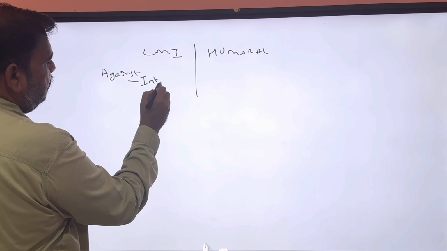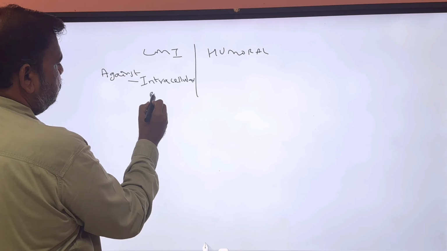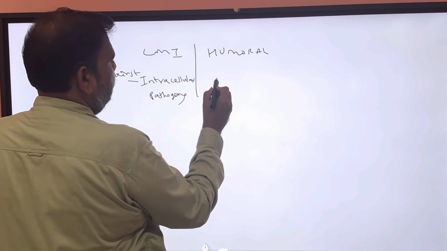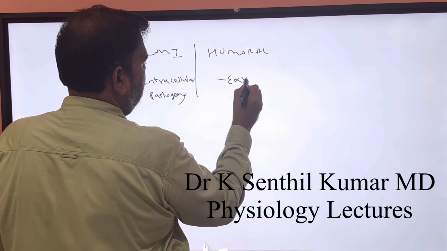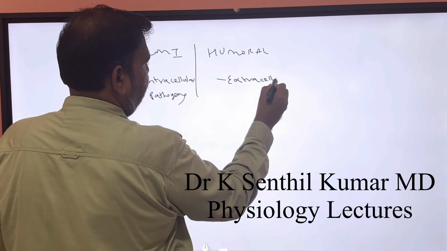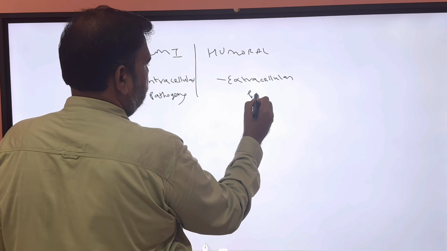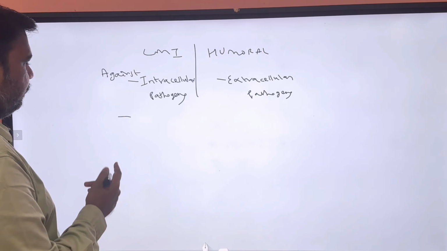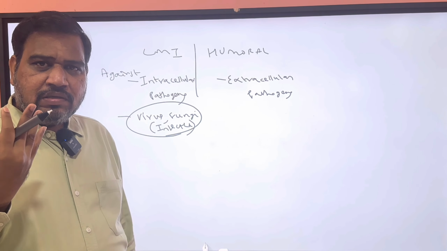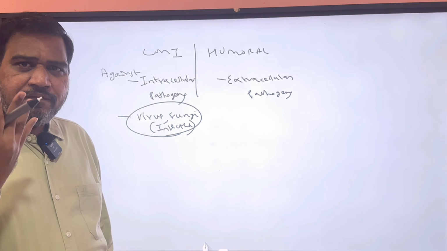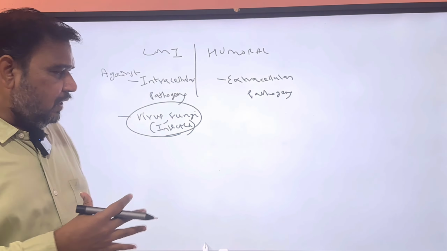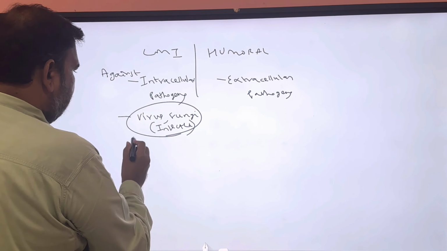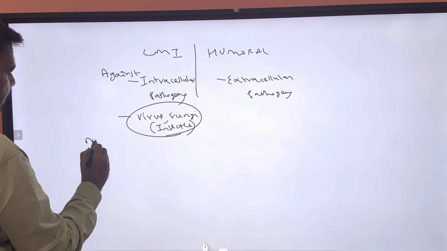Another important thing: cell-mediated immunity is against intracellular pathogens, note it down. Whereas humoral immunity is mainly against extracellular pathogens, that difference also you should note down. In intracellular infection, the cell itself will be infected. For example, a virus infected cell or a fungus infected cell can be engulfed, the entire cell can be engulfed by macrophage.